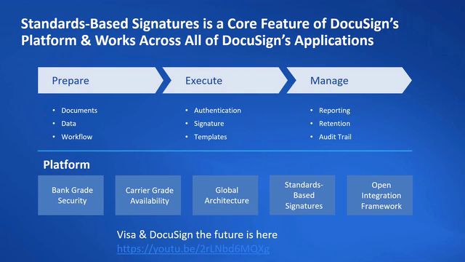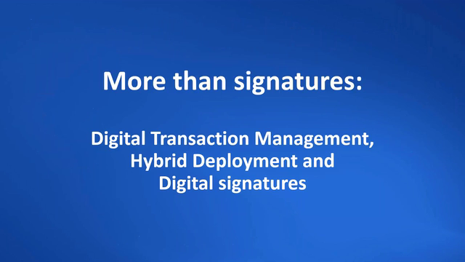We have a global architecture. We have the ability for doing standards-based signatures, which is the ability to sign at both advanced and qualified levels as part of legal requirements. And we have an open integration framework that includes APIs, web services, SDKs, REST API, etc., to enable customers to integrate. And we have a huge set of pre-existing integrations, over 150,000 to 200,000 existing integrations, with most of the products that you may think about.